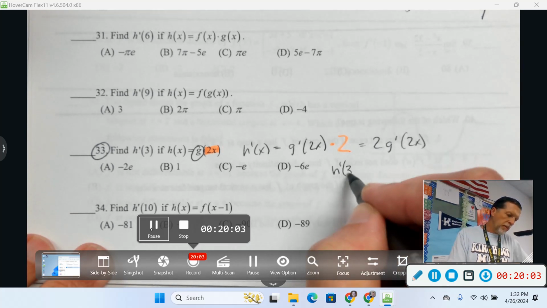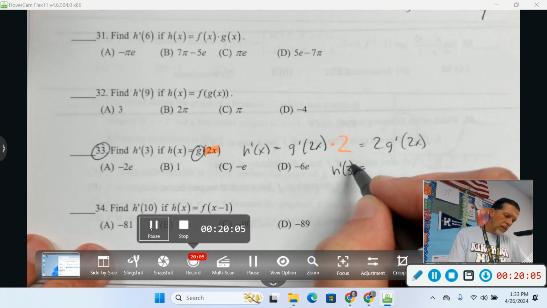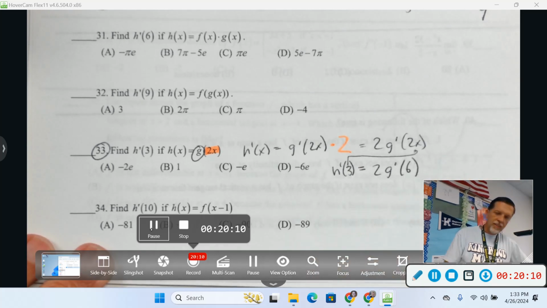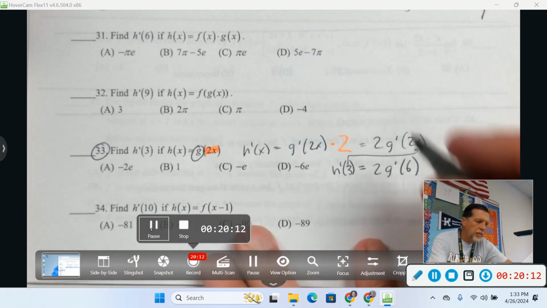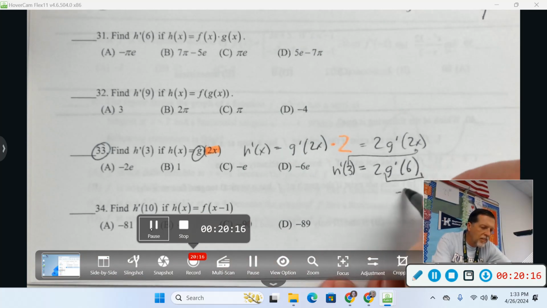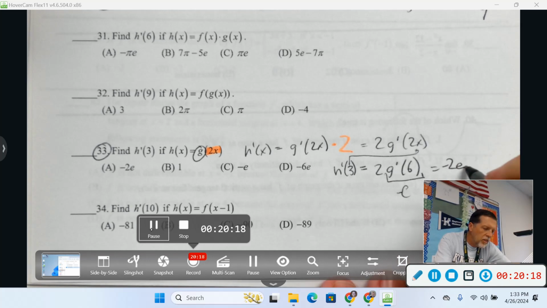So h prime of 3, let's be careful here. That means 3 goes in for x. 2g prime of 6, because we plugged in 3. G prime of 6, if I go look, is negative e. So negative 2e.